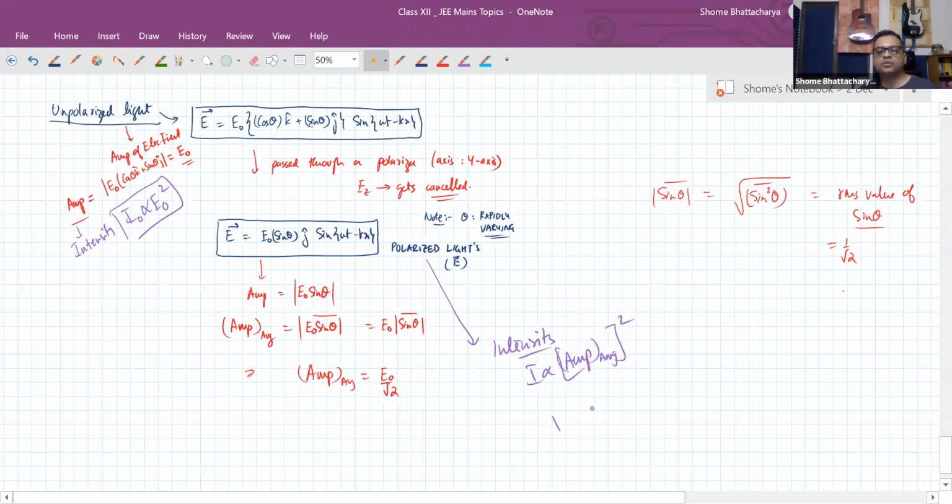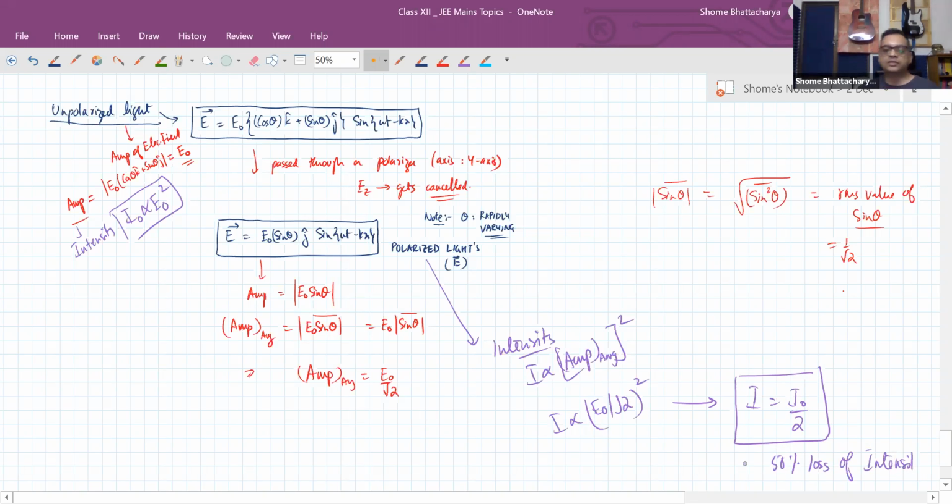So I becomes proportional to E naught by root 2 squared. From this you can see that the intensity after polarization becomes half. So because of polarization alone, there's 50% loss of intensity. This is an important concept that you have to remember.